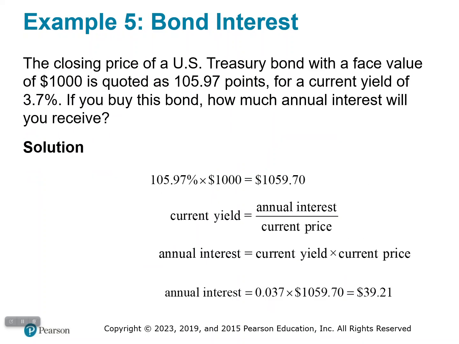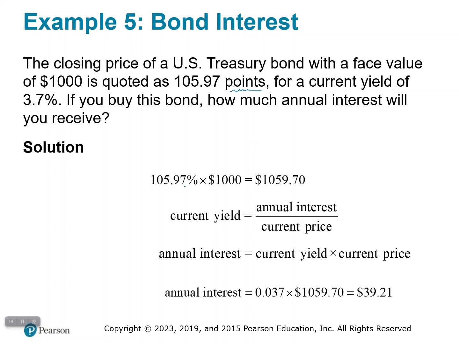Let's look at an example. The closing price of a U.S. Treasury bond with a face value of $1,000 is quoted as 105.97 points for a current yield of 3.7%. If you buy this bond, how much annual interest will you receive? We'll take this points. Points is just a fancy financial term for percentage.